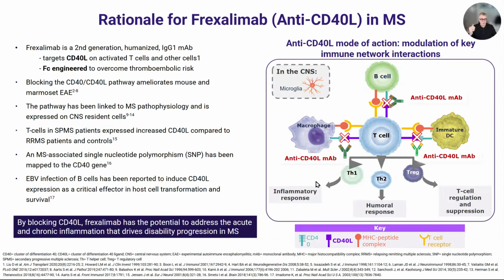And some of you may be aware that frexalimab, an anti-CD40 ligand, is currently in phase 3 development as a treatment for various subtypes of multiple sclerosis. This blocks the interaction between the so-called autoreactive T cell, the B cell, dendritic cells, and macrophages. In other words, it prevents the danger signal or the co-stimulatory signal, and therefore it energizes or switches off the T cell. So it reduces the inflammatory response, hopefully suppresses the autoreactive T cell response, and also reduces the humoral response, the immunoglobulin response, which may be important in MS. Whether or not autoantibodies play a role in MS is a moot point.